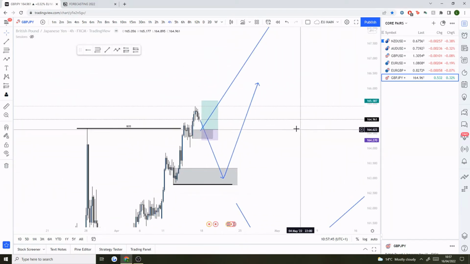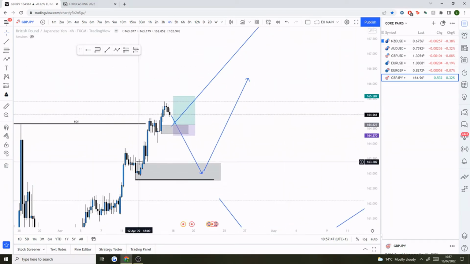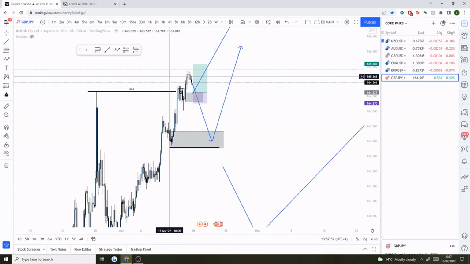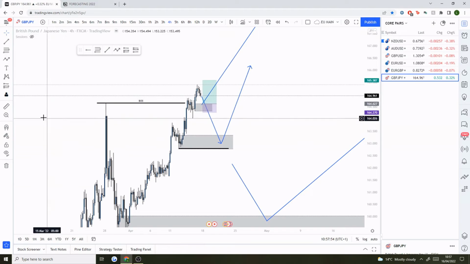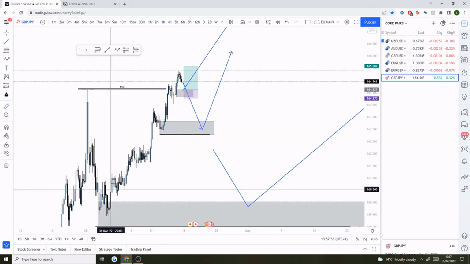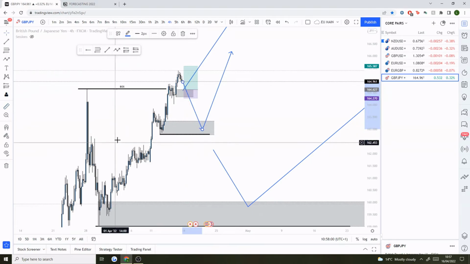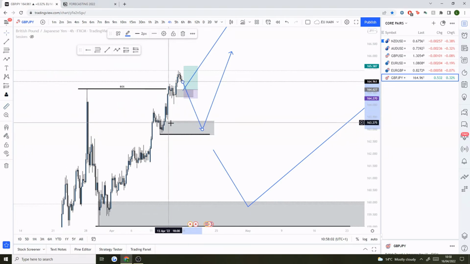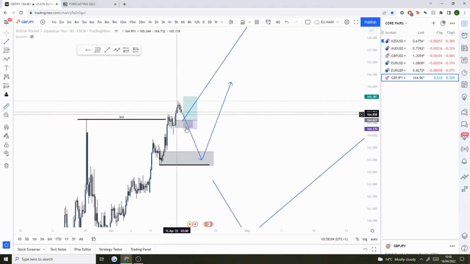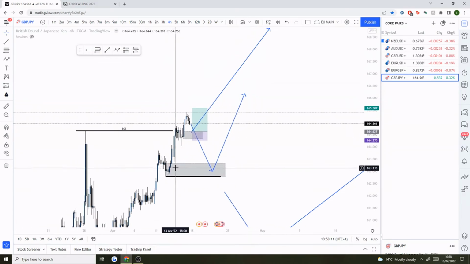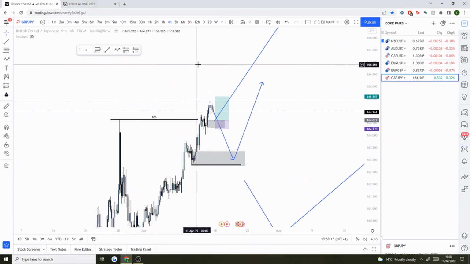Now, for me though, it does make sense that we'll see at least this 4 hour pullback because, from my understanding, it doesn't make sense for the institutions to just keep going all the time. If they do this pullback, they can mitigate some of the sell orders that are down there. They can also generate more liquidity, so they can make more money as they continue higher. So for me, I do think that there's a decent chance of price pulling back into this 4 hour area here.